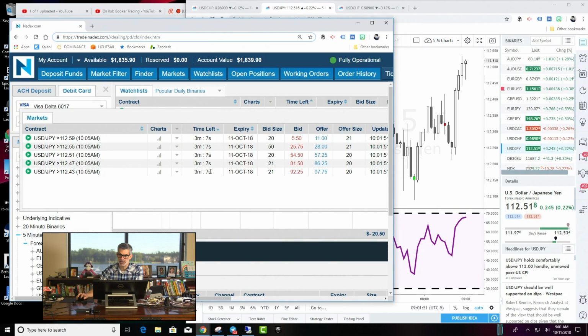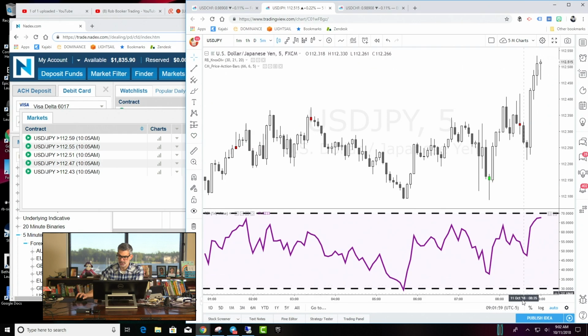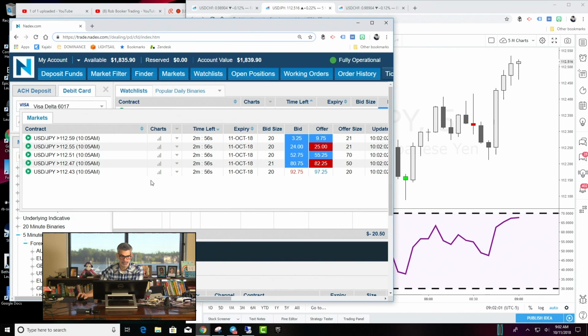3 minutes left to go. Can we print some kind of hanging super giant candle wick on this thing? 2 minutes left to go. Can we close below 112.43? No way. Can we close below 112.47? No way. Maybe way? That looks delightful. Everything's really expensive here.